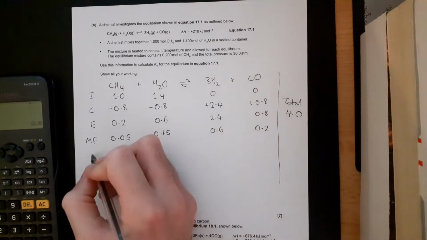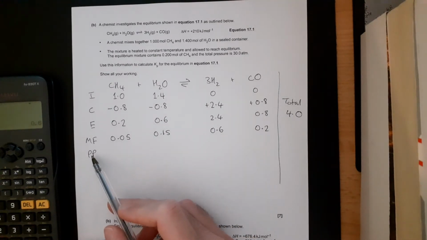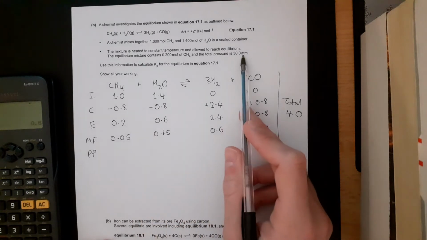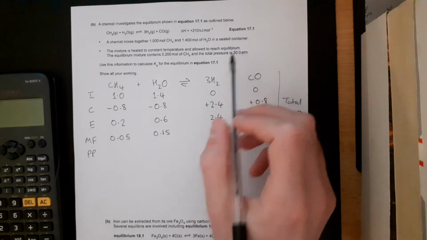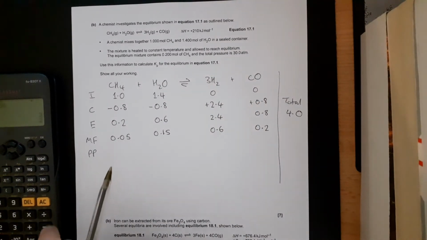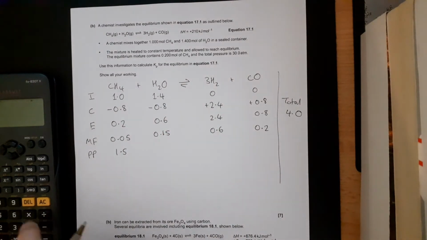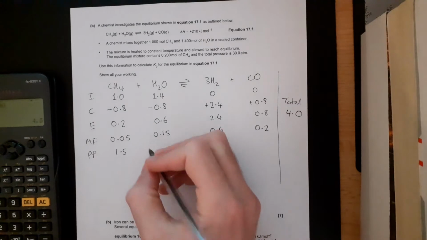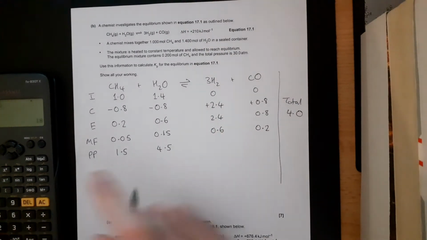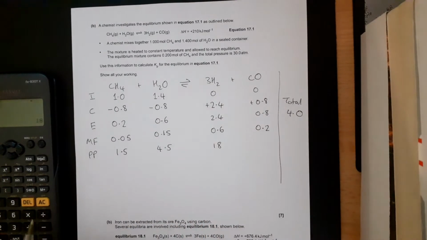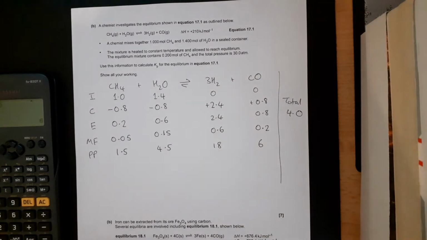Okay, and so then finally we want to calculate the partial pressures. So to get the partial pressure, remember, you do the mole fraction multiplied by the total pressure. Okay, so we're going to do each of these and times them by 30. So 0.05 times 30 is 1.5. 0.15 times 30 is 4.5. 0.6 times 30 is 18. And 0.2 times 30 is 6. So those are all our partial pressures.